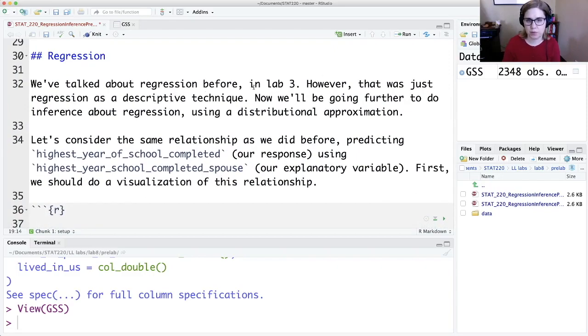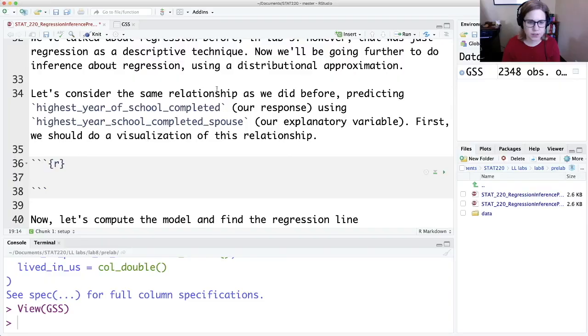So we talked about regression before, using it as a descriptive technique, and now we're going to talk about inference for regression using a distributional approximation. We're going to use the t-distribution. So we're not going to talk about using randomization or the bootstrap here. We're just going to be talking about the distributional approximation.